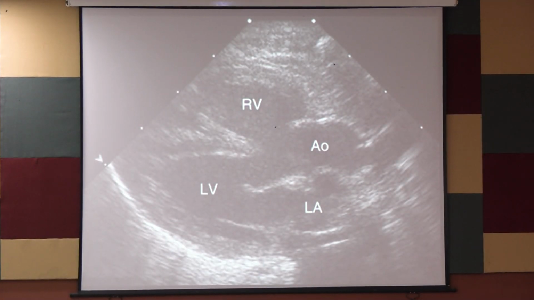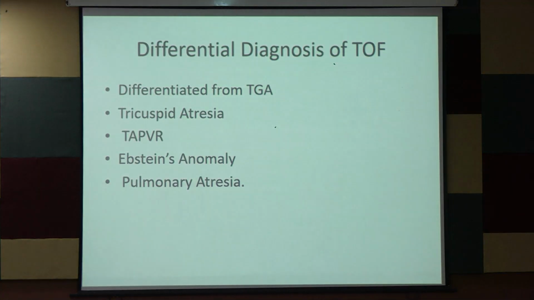This is the echo people will show you there. You see the aorta overriding the left ventricle as well as the right ventricle, originating from the left ventricle, but here it is also overriding. Okay, this is important, that is diagnosis by echocardiography. Differential diagnosis, the other causes of cyanotic heart disease.